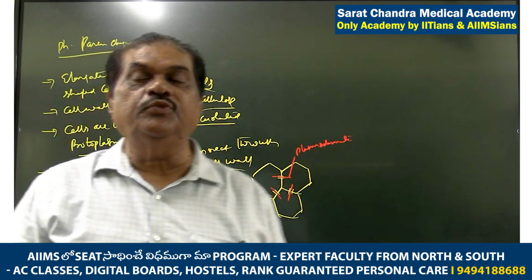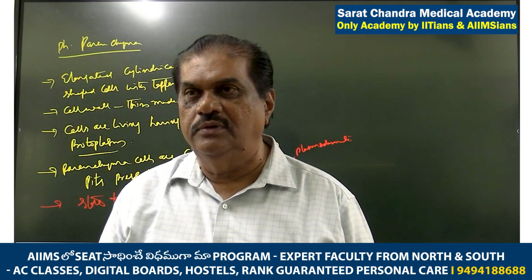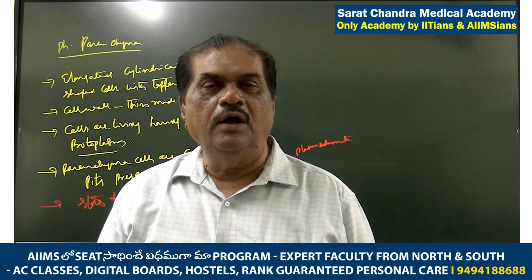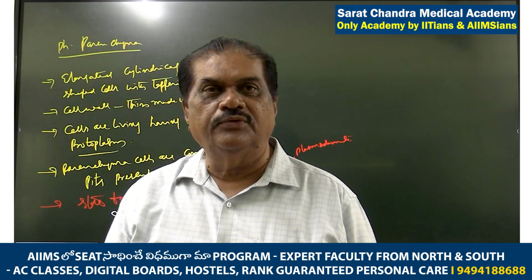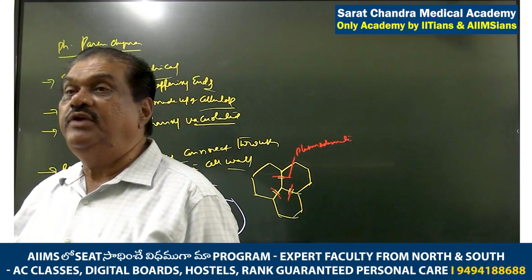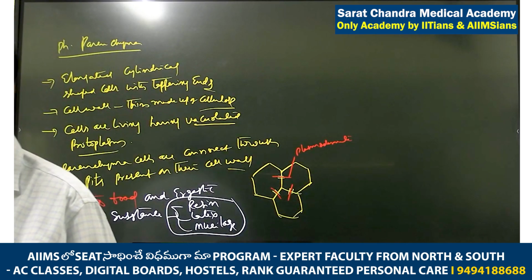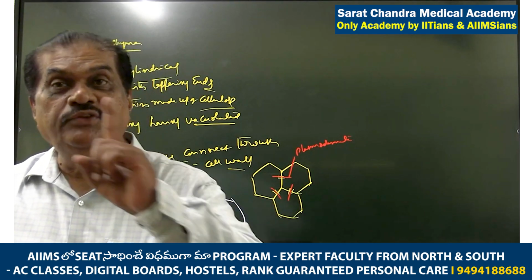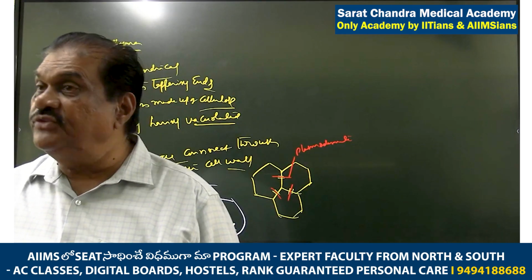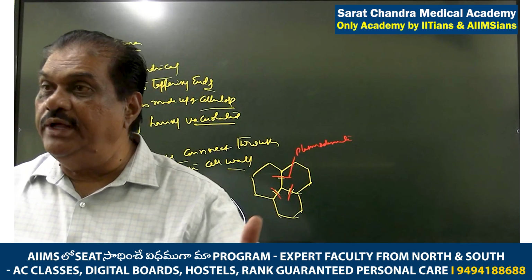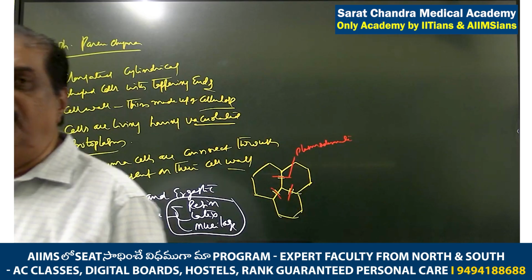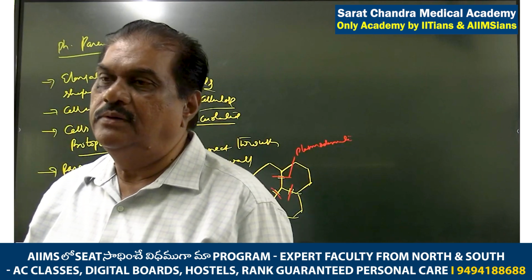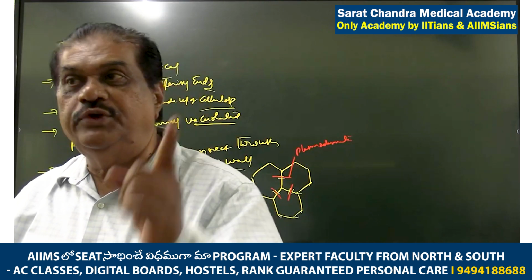In angiosperms, the phloem is composed of how many kinds of cells? Four kinds of cells, that is sieve tube elements, companion cell, phloem fibers, and phloem parenchyma. What is the difference between sieve tube element and sieve tube? Sieve tube element is a single cell. Sieve tube is nothing but a tube formed by the union of many sieve tube elements. A single cell of sieve tube is called a sieve tube element.